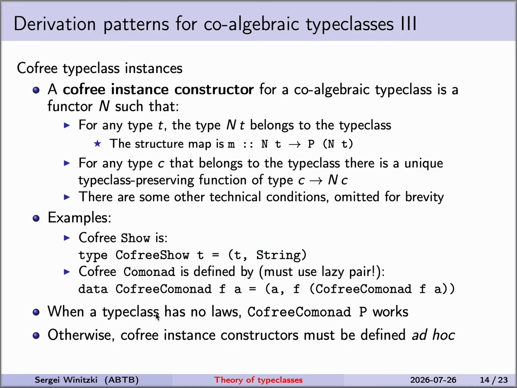So like I said, in the case of algebraic type classes, if a type class has no laws, then it's very easy to define its cofree instance and free instance. The free instance is just the free monad on the P, on the structure functor, and the cofree instance is a cofree comonad on the P. So if you take the show type class, P for that is a constant functor returning string. And so if you put that in here, F is a constant functor returning string. So all this is gone. And this is just a pair of A and string. And that's exactly what that is.